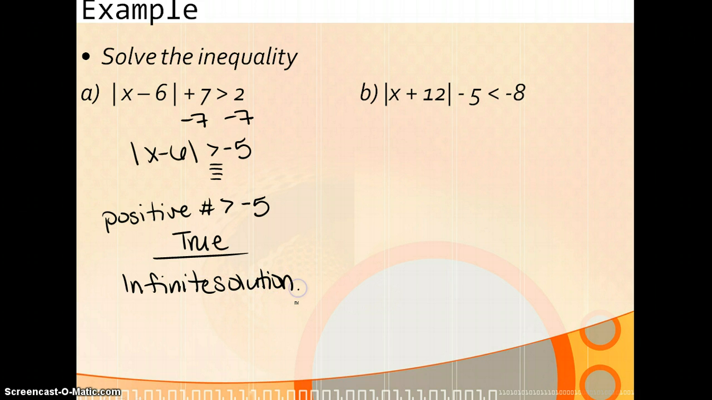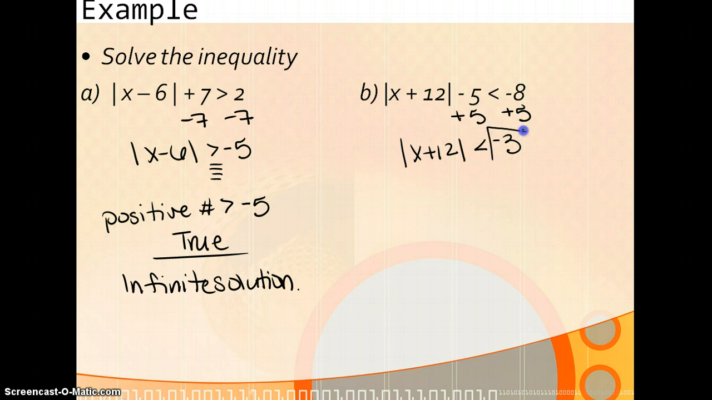Because no matter what we plug into x, it's going to produce a number that's going to be positive and thus greater than negative 5. Now for b, it has the absolute value of x plus 12 minus 5 is less than negative 8. So in this case, again, you need to isolate the absolute value, so you're going to add 5 to both sides. The absolute value of x plus 12 then is going to be less than negative 3.